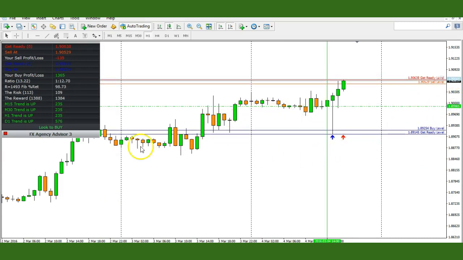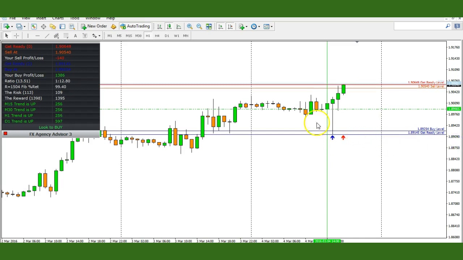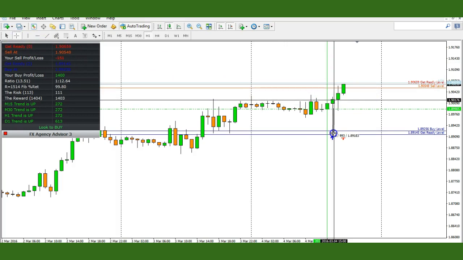Prior to the news release, pound Canadian dollar was in an uptrend. The news came out, there was the initial reaction, and there was a level of support waiting to be taken advantage of. And again, there was a sell-off. This is a huge red candle initially, went down 100 pips.